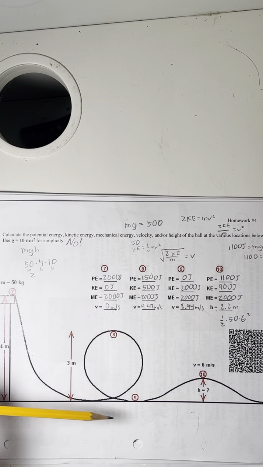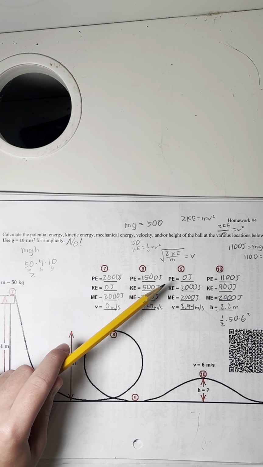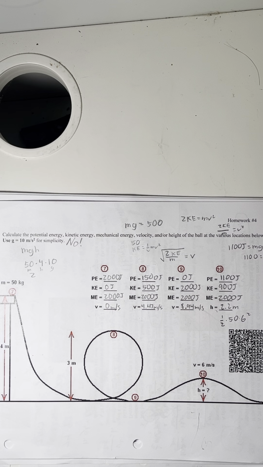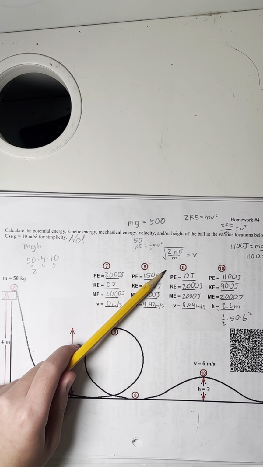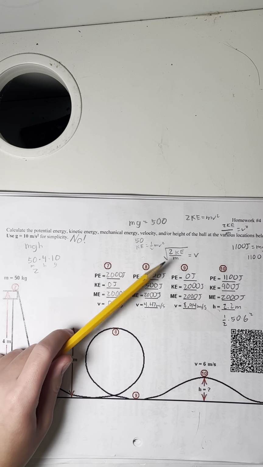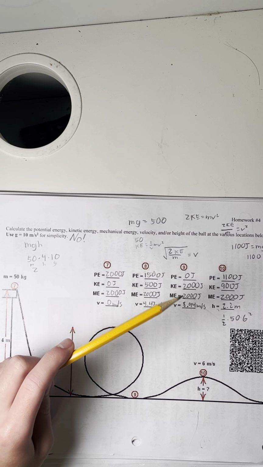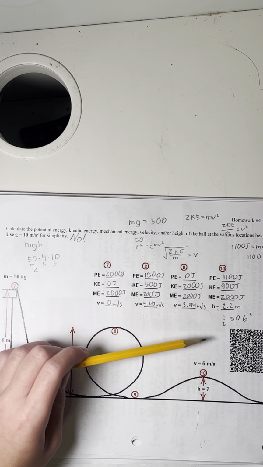And at position 9, the height is 0. So that means that our potential energy is 0 because of mgh. And that means that kinetic energy is 2000 joules because 2000 joules minus 0 joules is just 2000 joules. And again, we plug it into our already rearranged equation in terms of velocity, and we get about 8.94 meters per second.